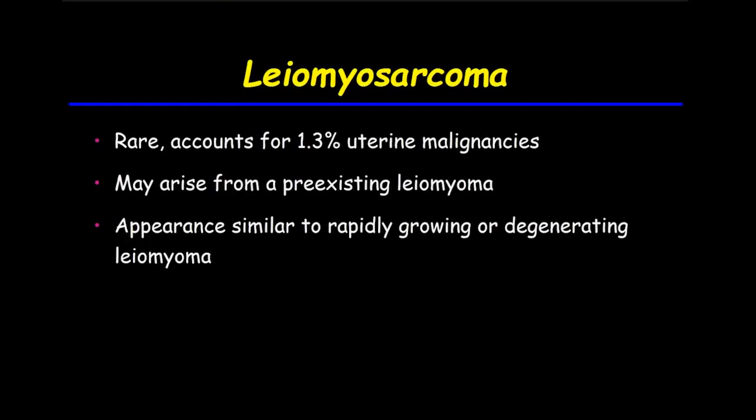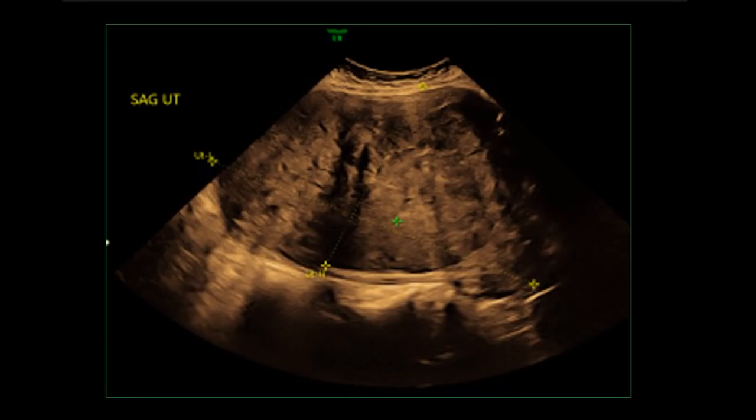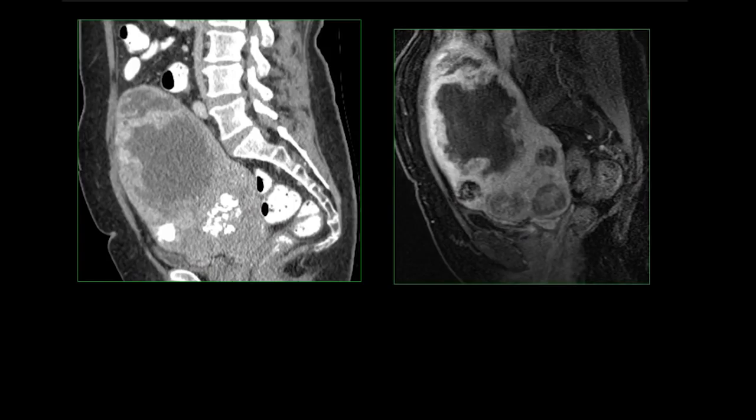Leiomyosarcomas are rare and account for 1.3% of uterine malignancies. They may arise from a pre-existing leiomyoma, and the appearance is similar to a rapidly growing or degenerating myoma. This was an ultrasound performed on a patient who had suspected fibroids. Ultrasound demonstrates a markedly enlarged, heterogeneous myomatous uterus measuring 16 by 10 centimeters.